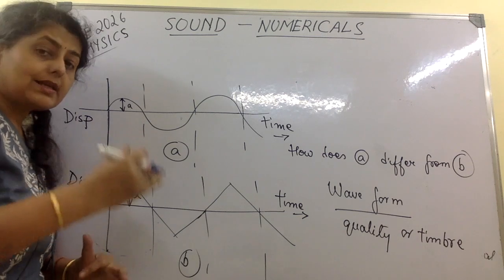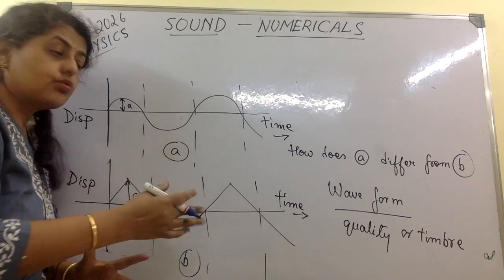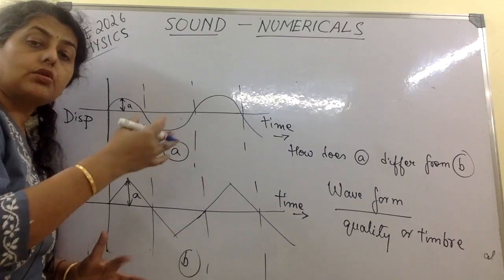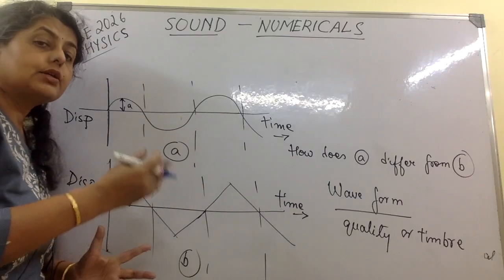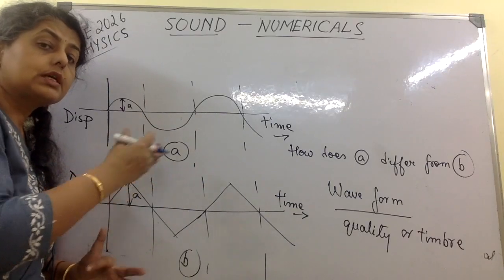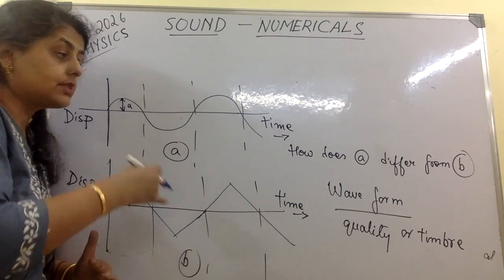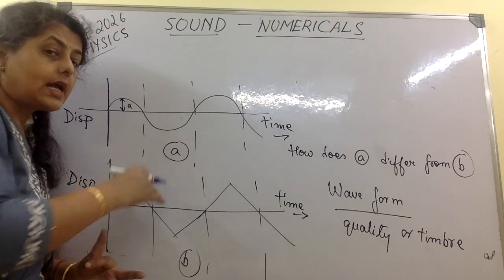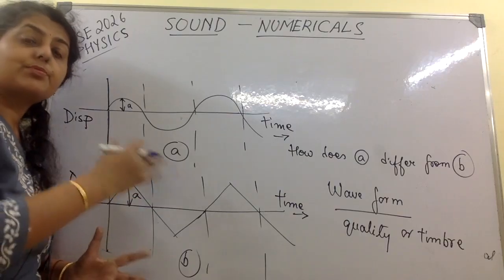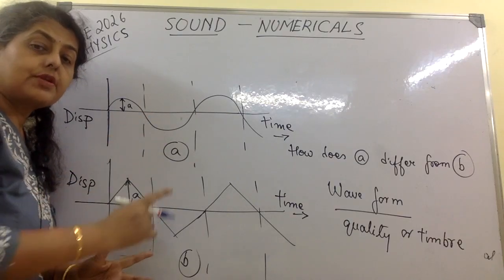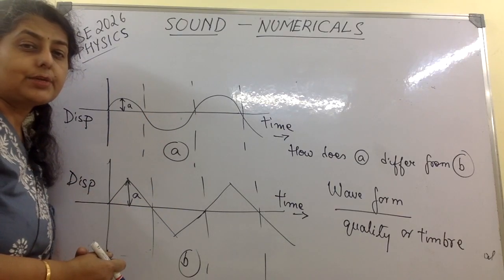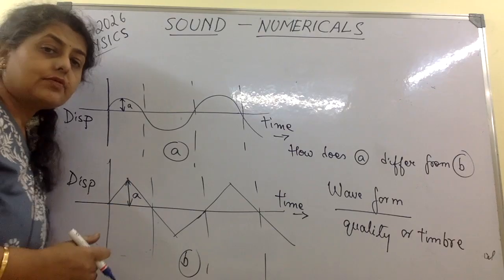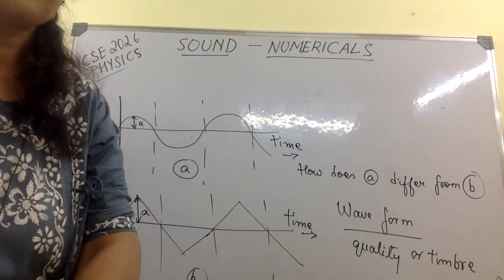Okay, so they can ask you more questions on this. So you can say waveform, quality or timbre. And you can say they will have the same loudness, they will have the same pitch also. If they ask which other characteristics are the same, the loudness is the same, the pitch is the same, the only thing that is different is the waveform or the quality or timbre. So that is the answer for this question.